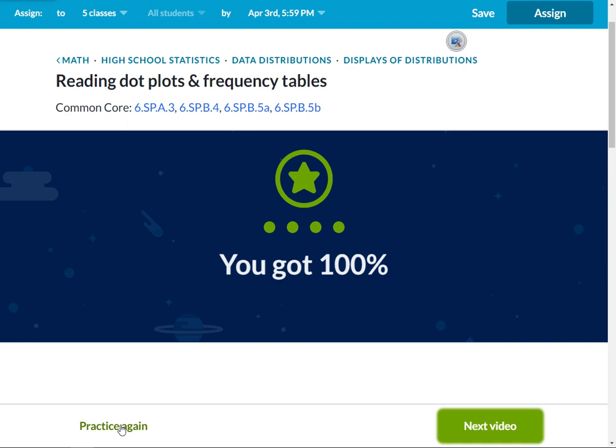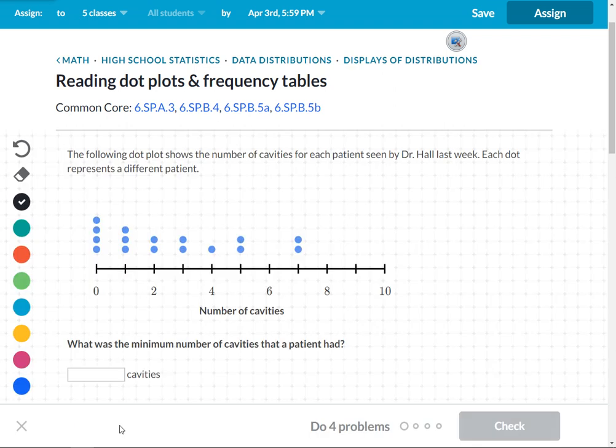I'm going to do it one more time just to make sure we have enough variability in the questions. So what is the minimum number of cavities that a patient had in this situation? Well, there are 1, 2, 3, 4 people that had 0 cavities. So the minimum number of cavities was 0.